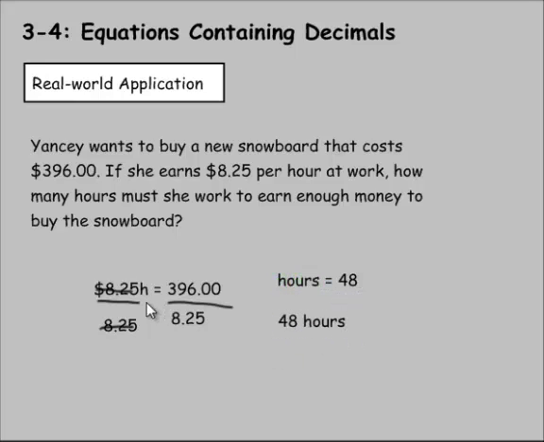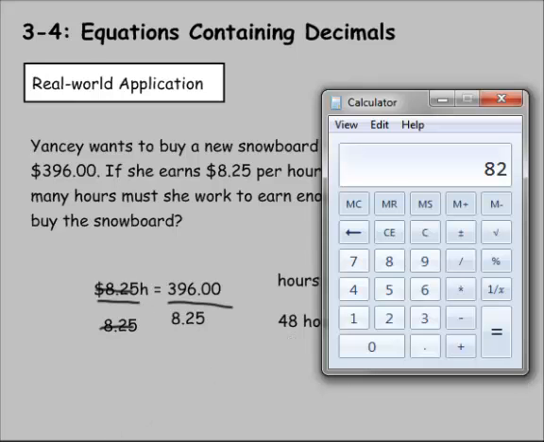To prove this true, we could do 8.25 times 48. 8.25 times 48 hours, $396. So this does work out.